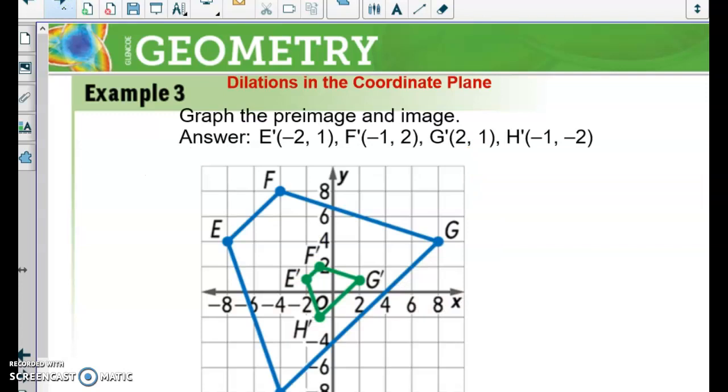In this case, my original is the big one, the blue one, and the green one is the image. See all the little primes on there? So that is the image. So that one would have to be a reduction. To find those points, we need to know the scale factor. In this case, I didn't give the scale factor. I just wanted to make sure that you knew the difference between an enlargement and a reduction. And this one, because the original is bigger, is called a reduction.